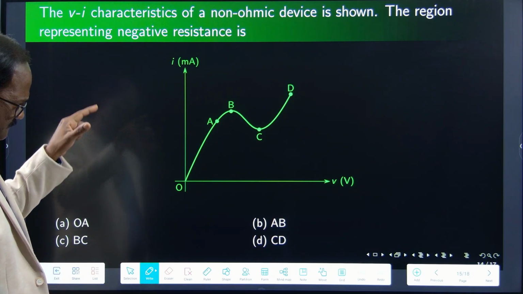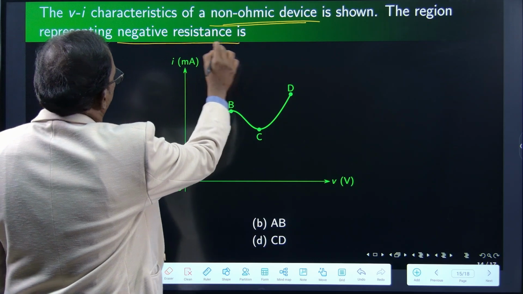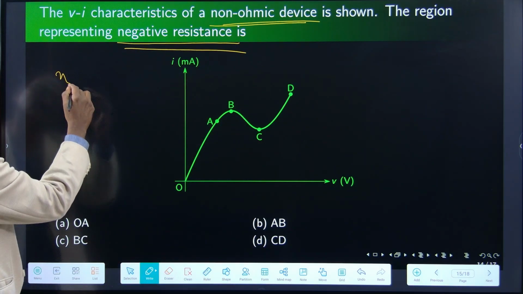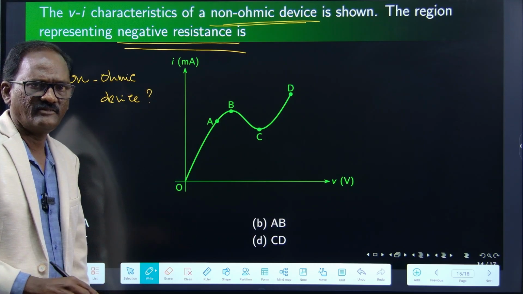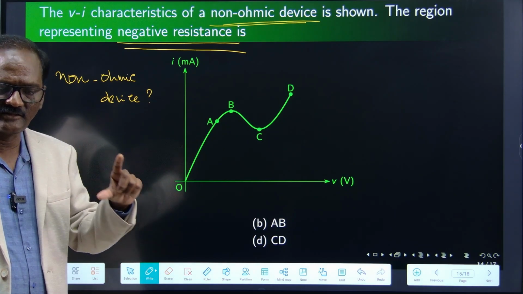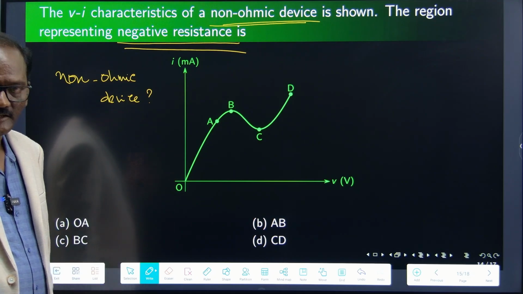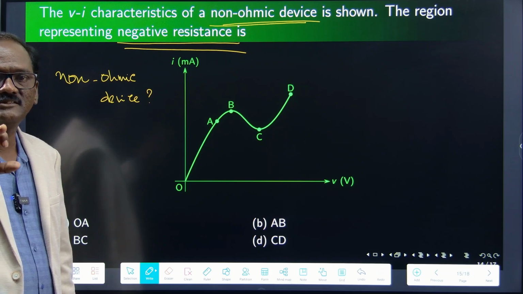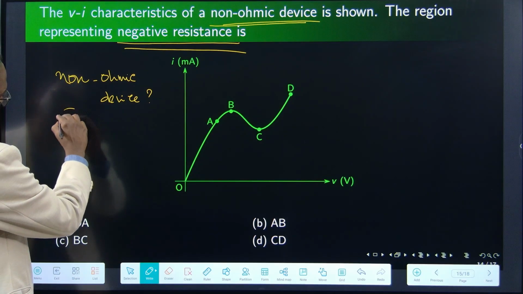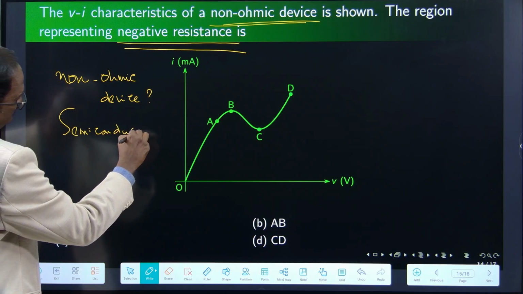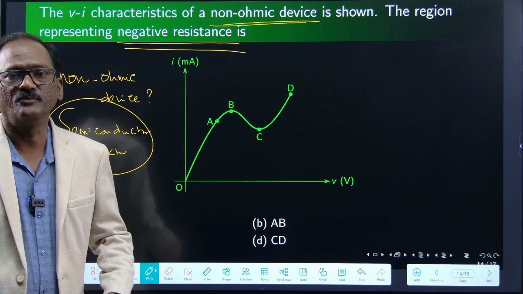The VI characteristics of a non-ohmic device is shown. The region representing negative resistance. What is a non-ohmic device? We are discussing ohmic devices and non-ohmic devices in the video under the heading Ohm's law, right? You can watch it. A non-ohmic device means a device which is not following or not obeying Ohm's law. So semiconductors and insulators won't obey it.